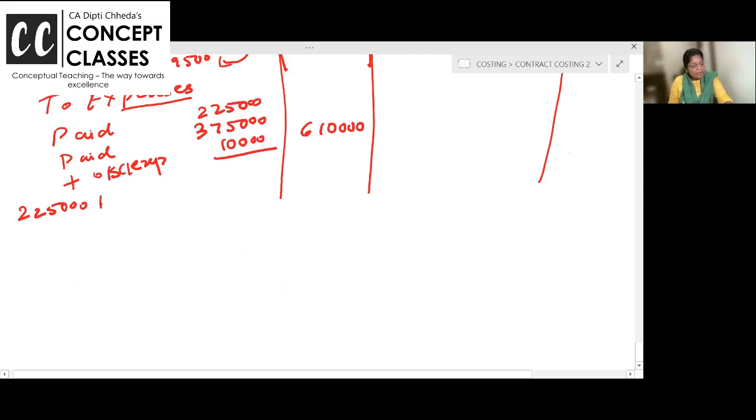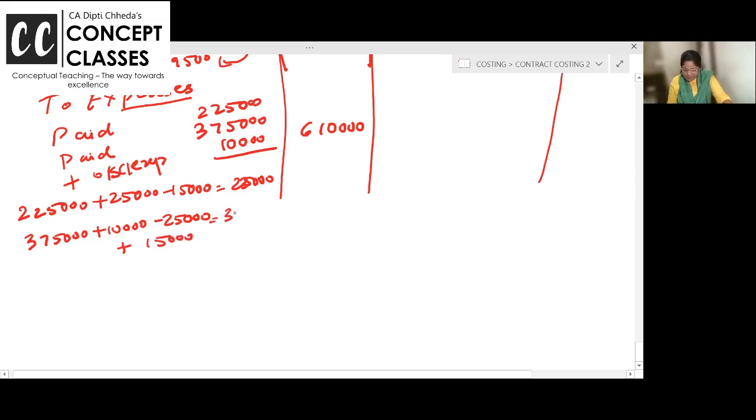225 plus 25 minus 15. So 235. Second, 375 plus 10,000 closing outstanding minus 25 opening outstanding plus 15,000 prepaid. So this is 375 and 235, that also comes to same. As you want, you do it.